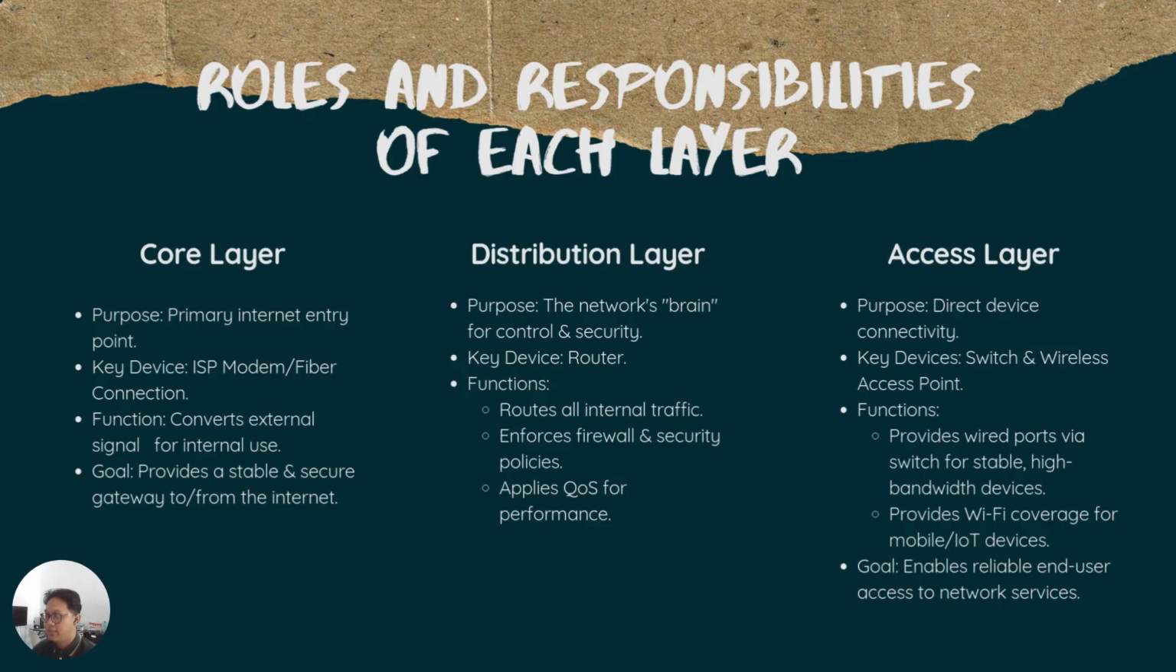And the last layer is the access layer. The purpose of the access layer is direct device connectivity. The key devices are switch and wireless access point, and the function is to provide wired ports via switch for stable high bandwidth devices. And it will also provide Wi-Fi coverage for mobile or IoT devices. So the goal is to enable reliable user access to network services.